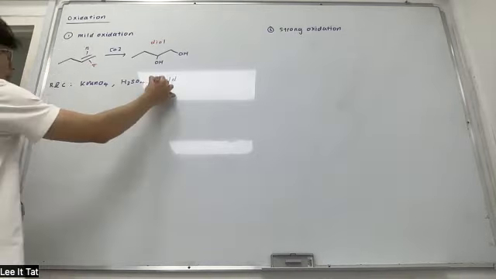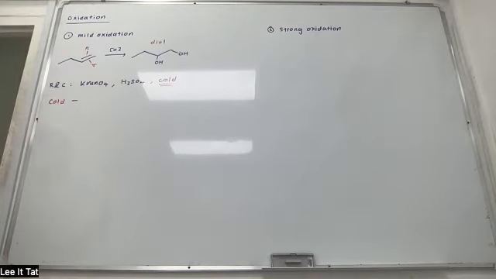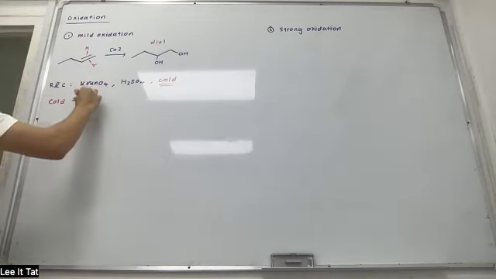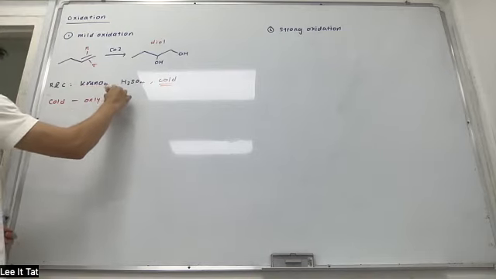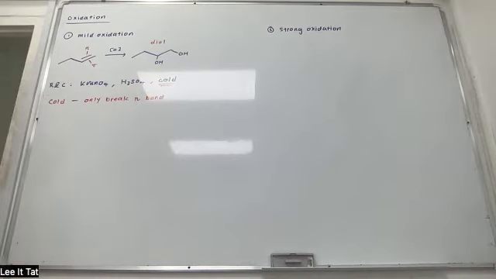broken. So look at this. I must highlight a lot: cold. Cold implies the conditions are not very strong, right? So that's why you can only break the pi bond, which is considered rather weak. That's pretty much it for mild oxidation.